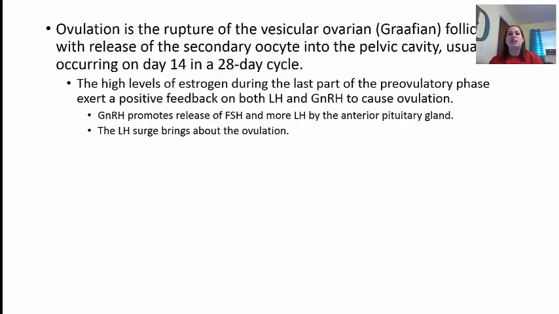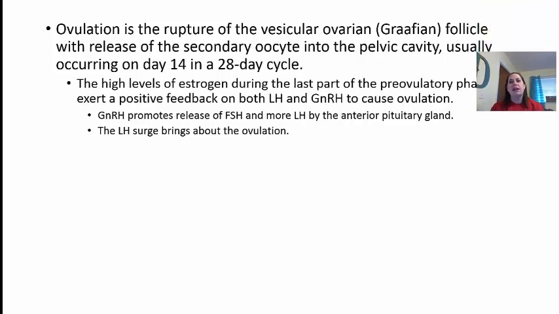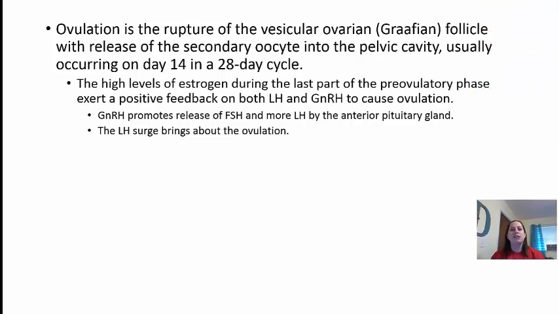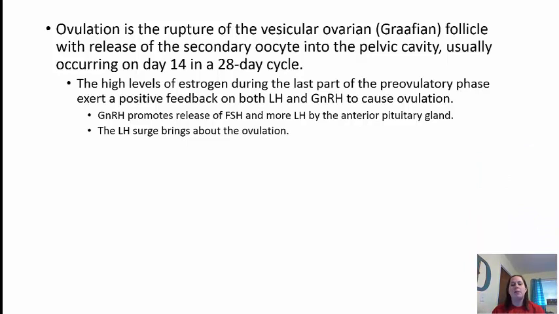Stage number 3 is actually known as ovulation. This is the rupture of the vesicular ovarian follicle. This releases the egg, the secondary oocyte, into the pelvic cavity. This usually occurs right in the middle of the cycle. So if it's a 28-day cycle, this is going to occur on day 14.